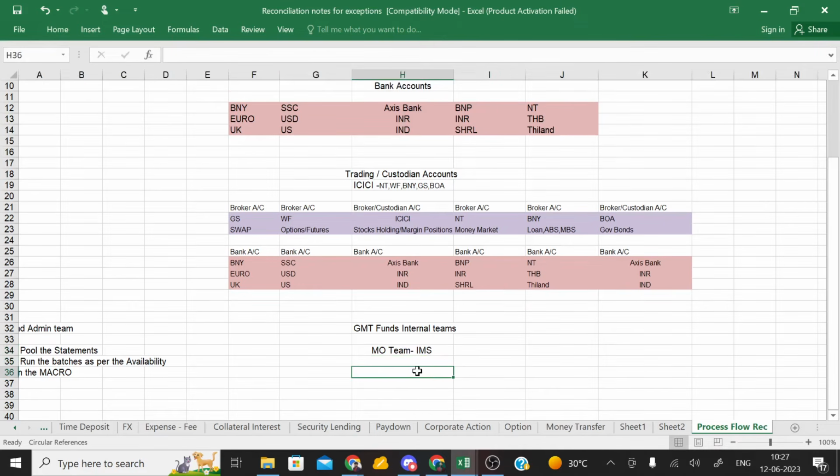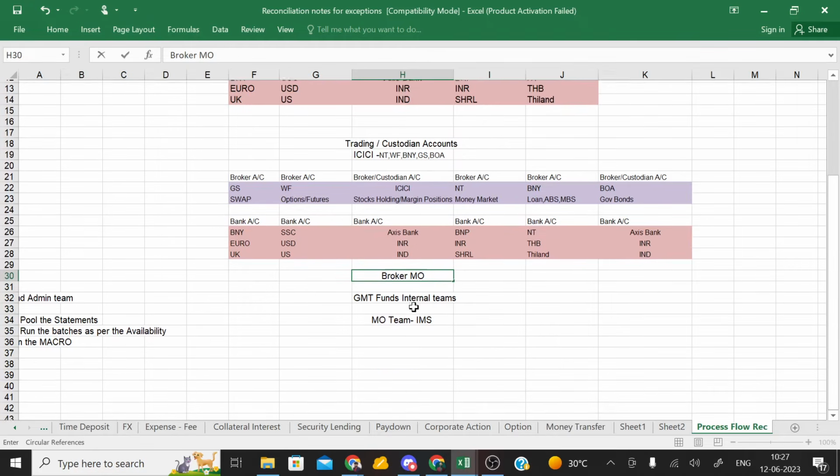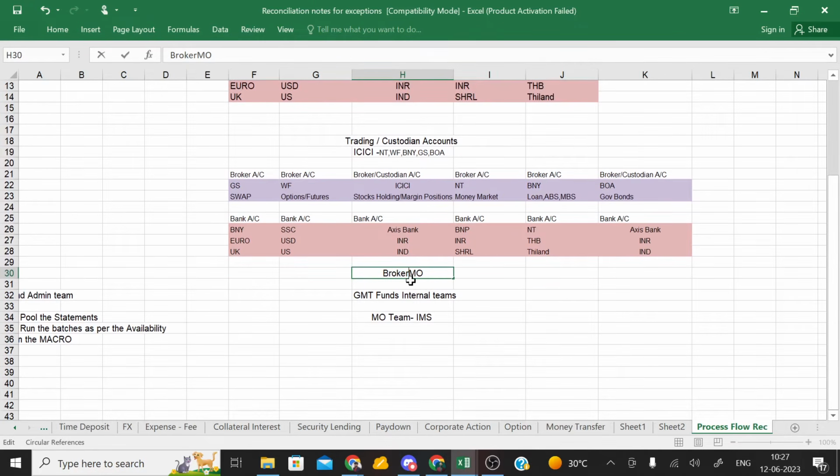So you would see names like IMS. We are reaching out to IMS. We have received an email from IMS. IMS means the investment manager service team, right? So here we are now talking about internal. Here you might see the broker MO team also. MO means middle office team. On behalf of the broker, they communicate with the fund's internal MO teams, and both teams coordinate, and MO teams capture the trades.